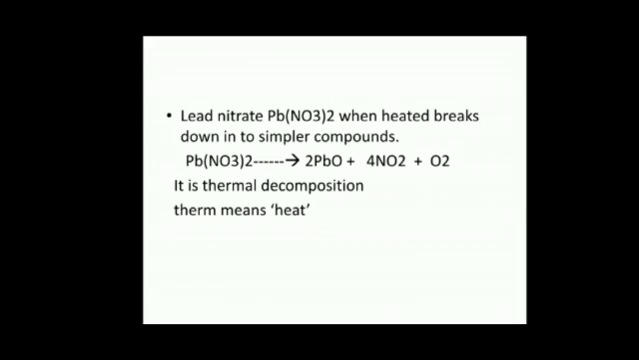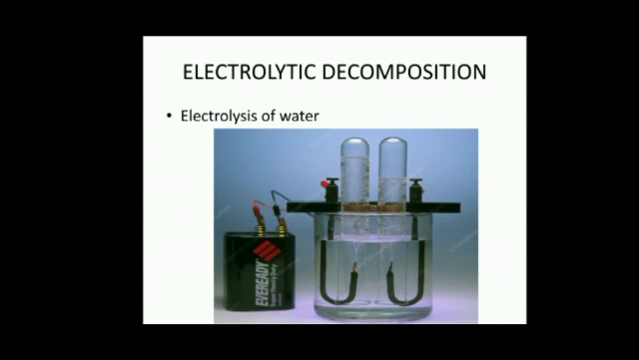Look at the equation. Lead nitrate, when heated, breaks down into simple compounds. Here is the equation. The lead nitrate is breaking into 2 moles of lead oxide, 4 moles of nitrogen dioxide, and 1 mole of dioxygen gas. To balance the equation, you can write 2 before lead nitrate's formula, which is the reactant. Here, one more point is very important to understand: what is the meaning of therm here? T-H-E-R-M. Therm means heat, what we supply in the reaction.